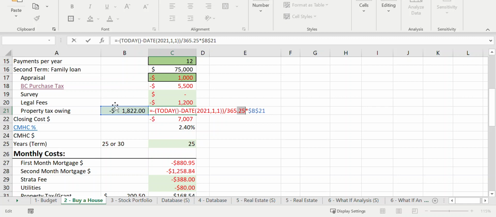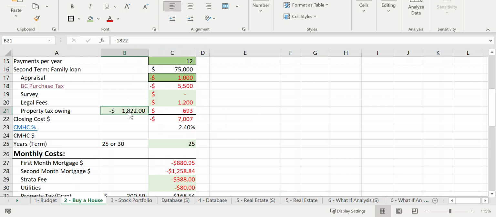And then we multiply it by this value right there, which is B21. And there are these dollar signs, and I put the dollar signs in. I didn't really need to. Those dollar signs refer to an absolute cell reference, but we're not copying this, so we could just leave it as it is. So what we're looking at here is that the taxes for the year are $1,822, but your portion would only be $693 for the year. So this is giving you a more accurate analysis of how much you're going to have to pay. You're not going to have to pay the full amount because the year has already progressed a certain amount. You're just required to pay what's remaining.